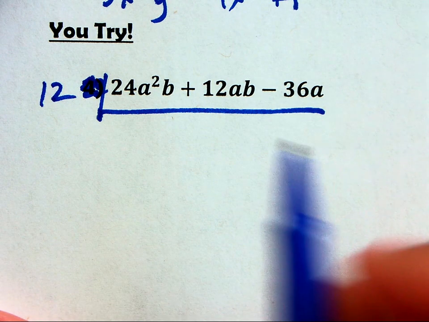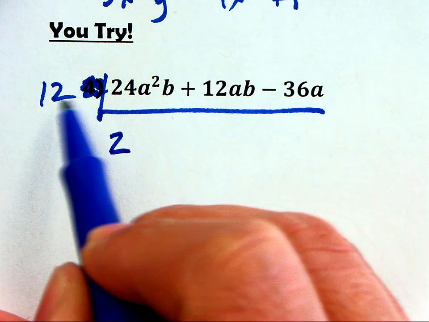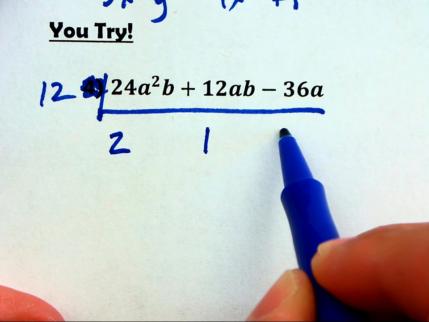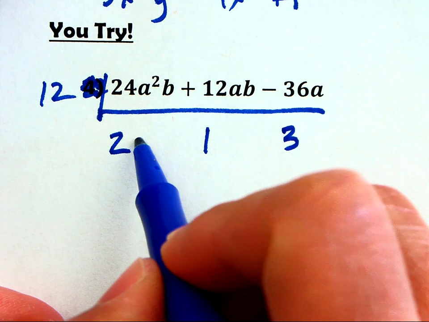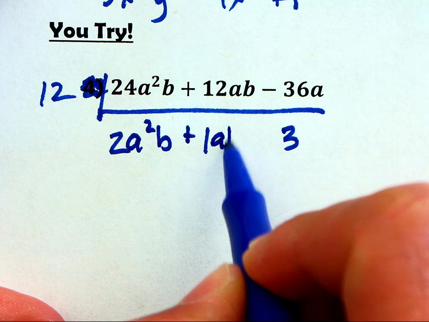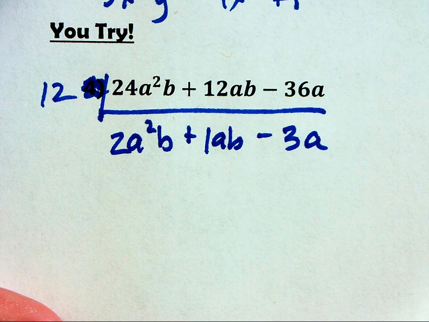24 divided by 12 is 2. 12 divided by 12 is 1. 36 divided by 12 is 3. And then every other part of the term stays the same. So there's going to be a squared b. It's going to be positive ab. This is going to be negative a. So the only thing we change there is just the coefficients.